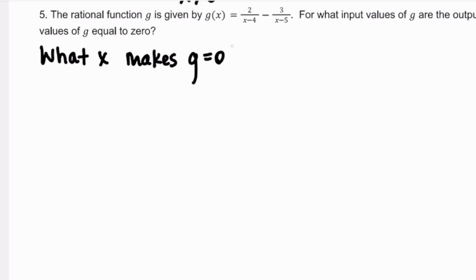So what x makes g equal to 0? We're going to take the formula and set it equal to 0, and solve. So that's 2 over x minus 4 minus 3 over x minus 5.